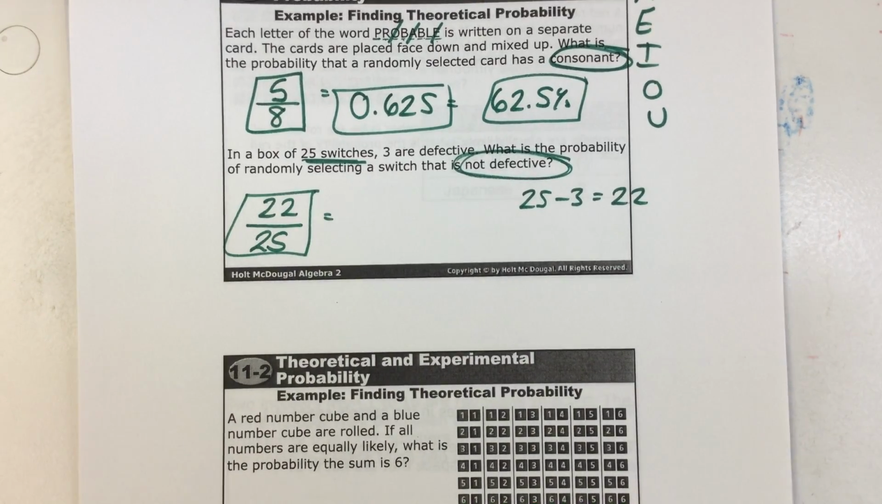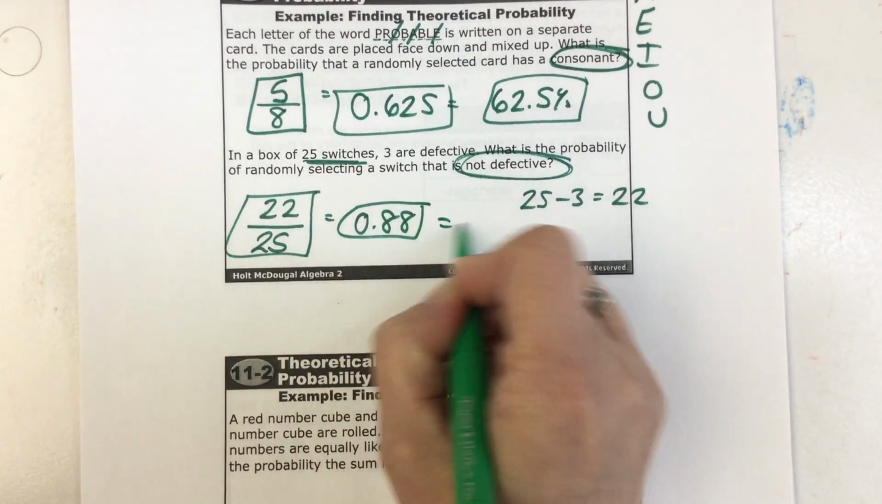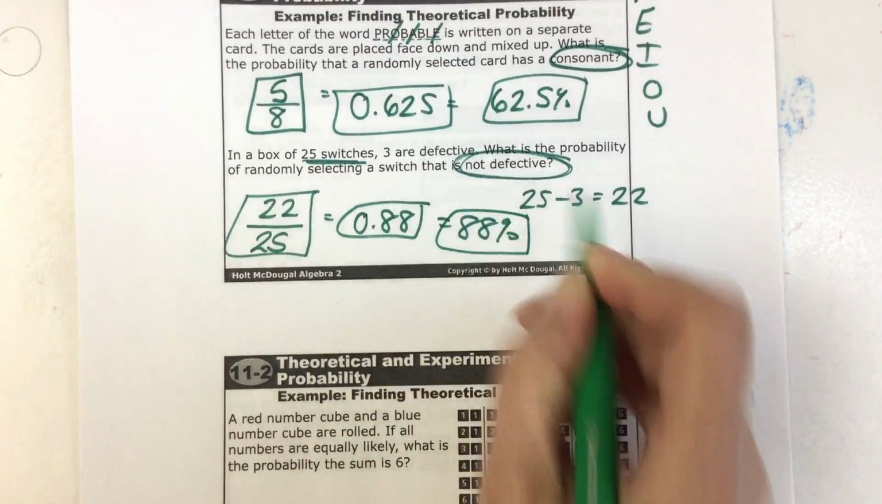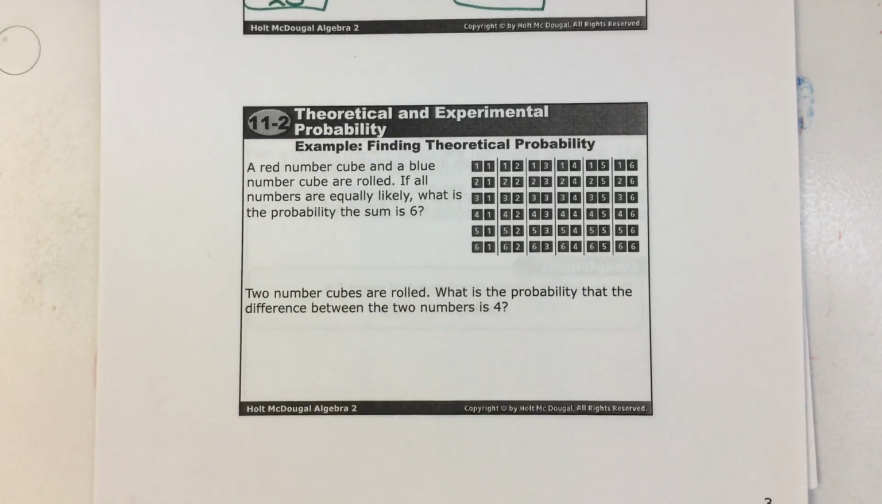Now to turn it into a decimal, top divided by bottom, 0.88. So if you are just reaching into that box, you have an 88% chance that when you grab a light switch, it is going to work. Okay, now here's where it gets kind of cool.